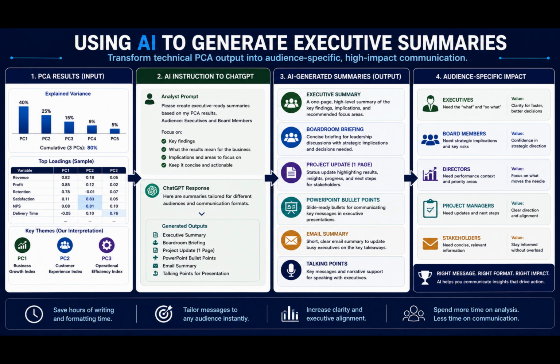Using AI to generate executive summaries. Different audiences need different messages. A data scientist may want technical details. An executive may want a 1-minute summary. AI can transform PCA results into audience-specific communication: executive summaries, boardroom briefings, project updates, PowerPoint bullet points, email summaries, and presentation talking points. The analysis stays the same, only the communication changes. AI helps deliver the right message to the right audience.